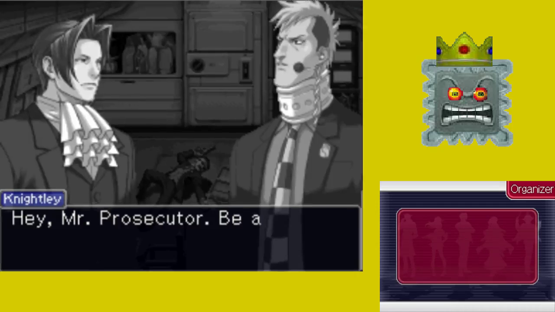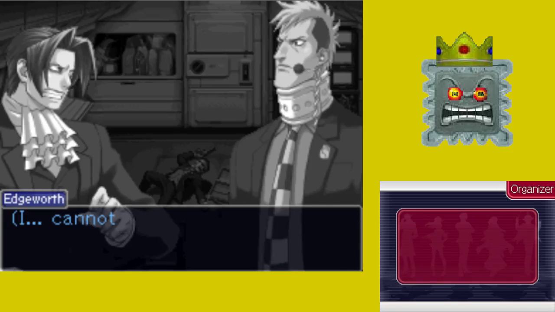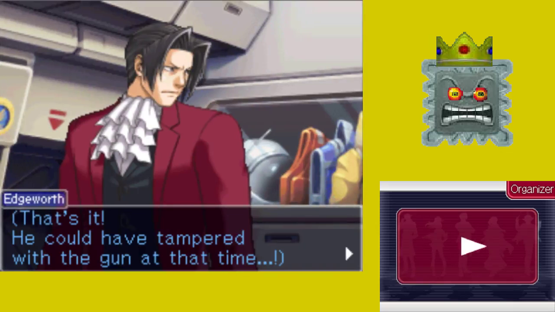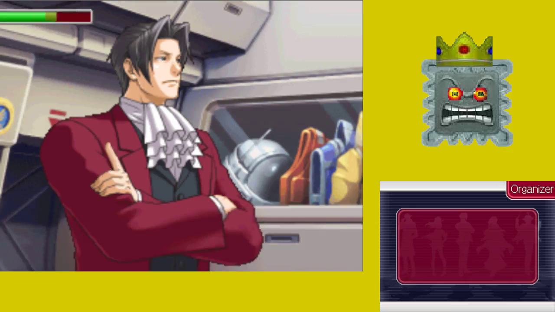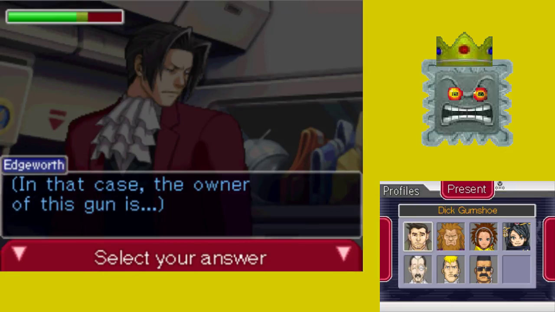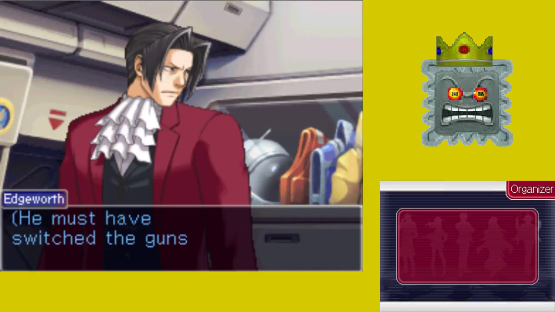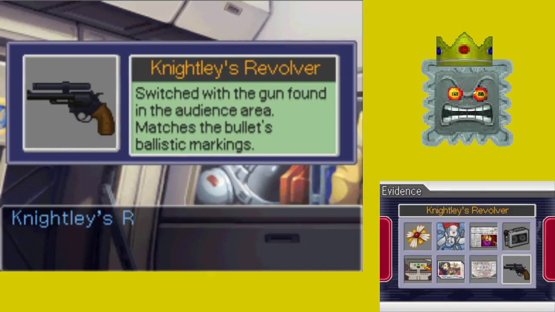Hey, Mr. Prosecutor, be a good boy and use your tone. I cannot resist any longer. That's it! He could have tampered with the gun at that time. There's no doubt that this gun is the real murder weapon. In that case, the owner of this gun is... Once again, Knightley. Just endless Knightleys in this case. He must have switched the guns. Without a doubt, this is Knightley's own gun.